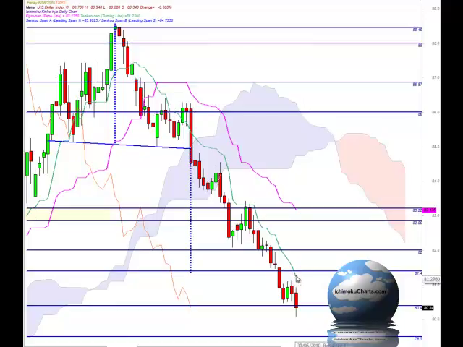Certainly the 81.4 region, which was a previous target from a head and shoulders pattern, will offer potential resistance, and then above that 82. But the market's looking fairly weak. The 80 level is very, very significant for this market in the coming week, as is the 79.5 region.